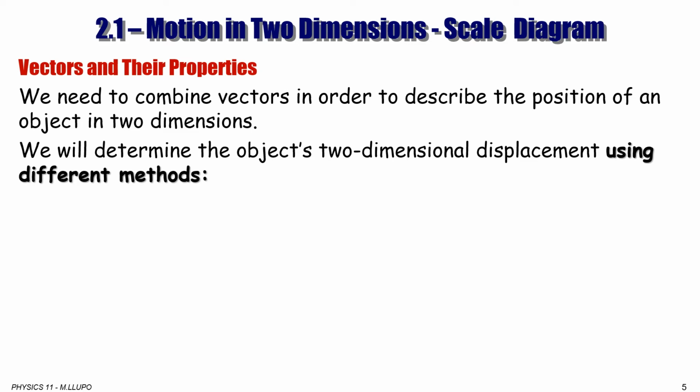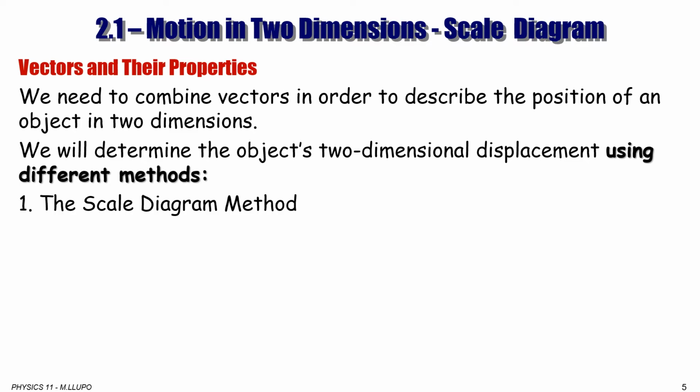We need to know the properties of vectors because sometimes we need to combine vectors together in order to describe the position of the object in 2 dimensions. We'll determine the object's 2-dimensional displacement using different methods. One is the focus of this section: motion in 2 dimensions using a scale graph diagram.